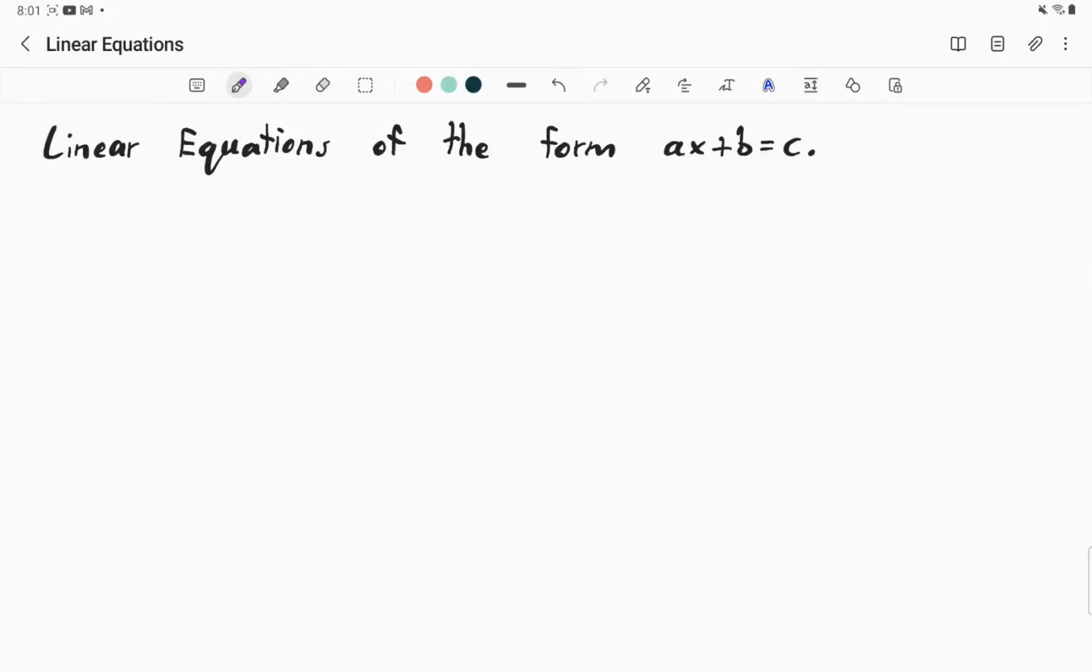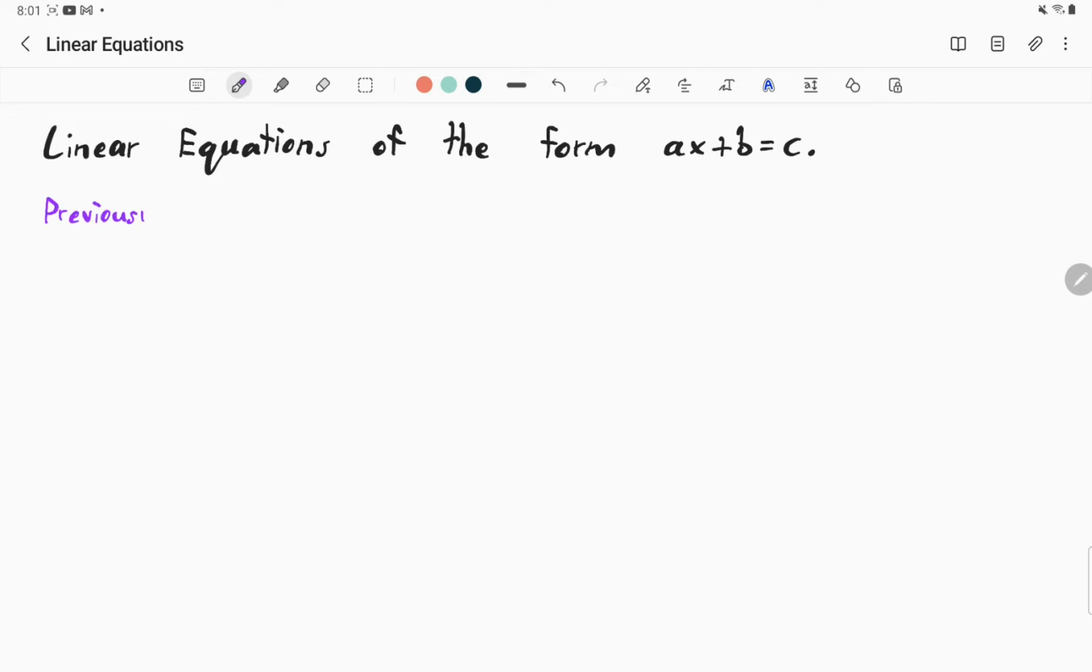Hello everyone. So today's going to be the last video for a while on linear equations. This is pretty much the most complicated kind of linear equation, the final boss, if you will. In the past, we looked at solving linear equations of the form. So I'm just going to write this out.